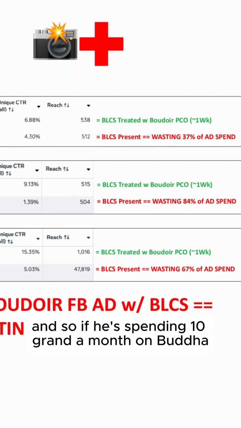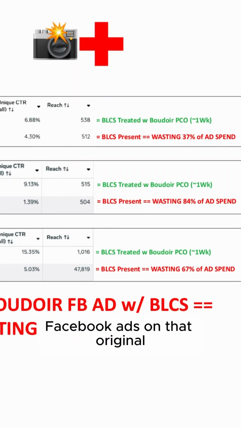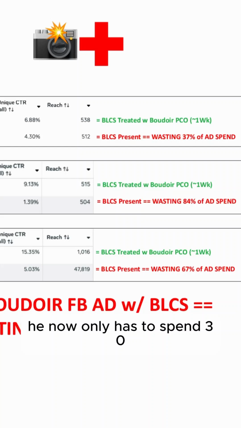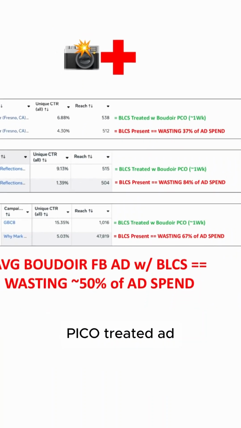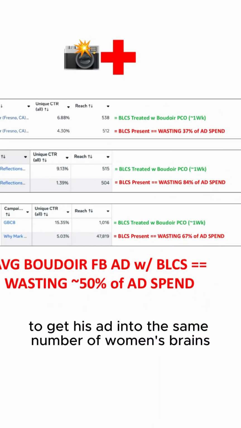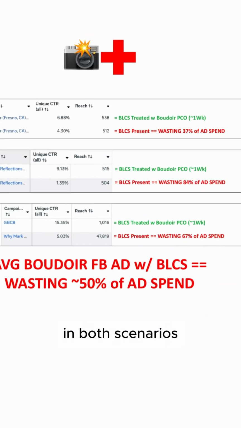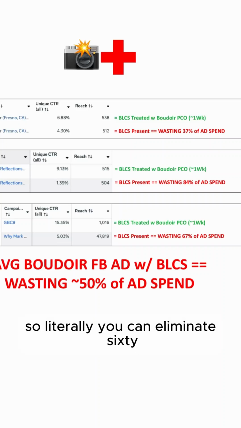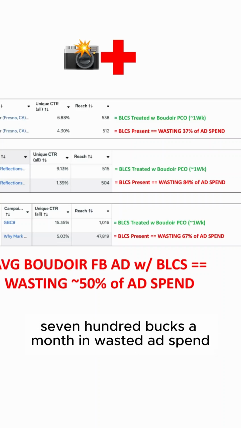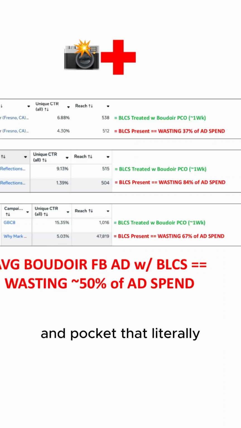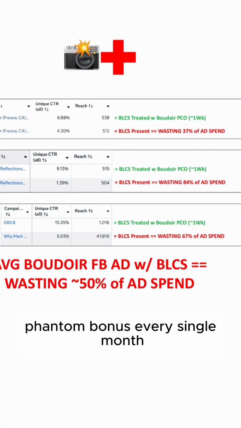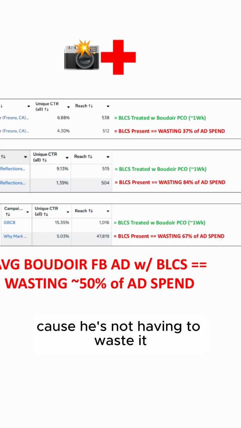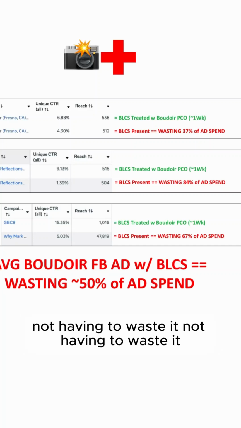And so if he's spending 10 grand a month on Boudoir Facebook ads on that original, he now only has to spend 3,300 bucks a month on the Boudoir Pico treated ad to get his ad into the same number of women's brains in both scenarios. So literally he can eliminate 6,700 bucks a month in wasted ad spend and pocket that, literally 6,700 bucks a month phantom bonus every single month because he's not having to waste it.